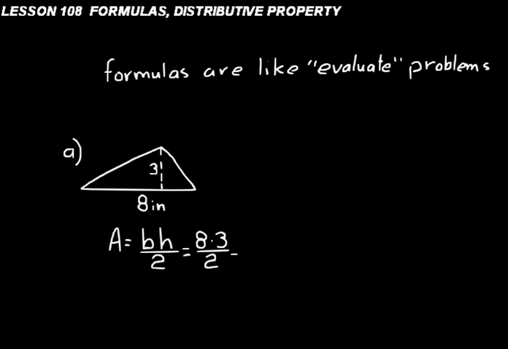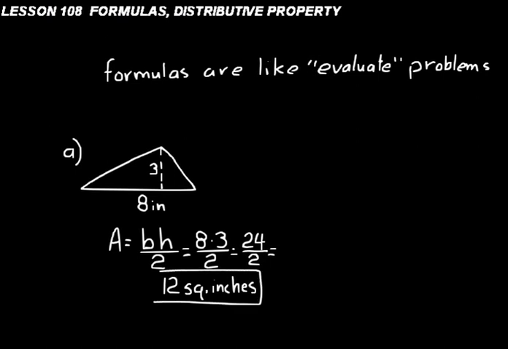Now let's evaluate that expression. We would say 8 times 3 is 24 divided by 2. So now we just do 24 divided by 2. That's splitting 24 in half. So that would be 12. And let's just write that down here. 12, and we would say square inches. 12 square inches is the area of that triangle.